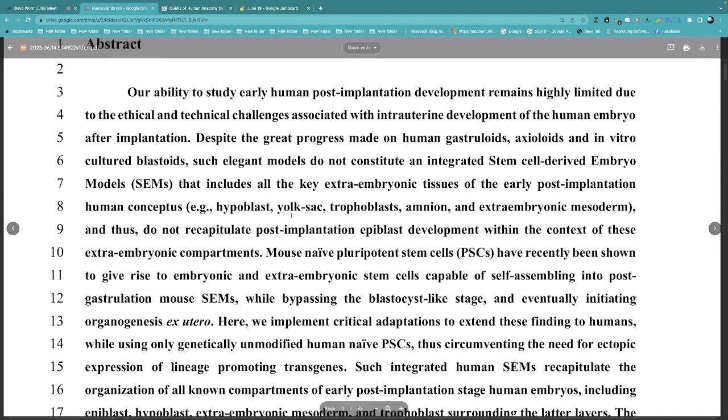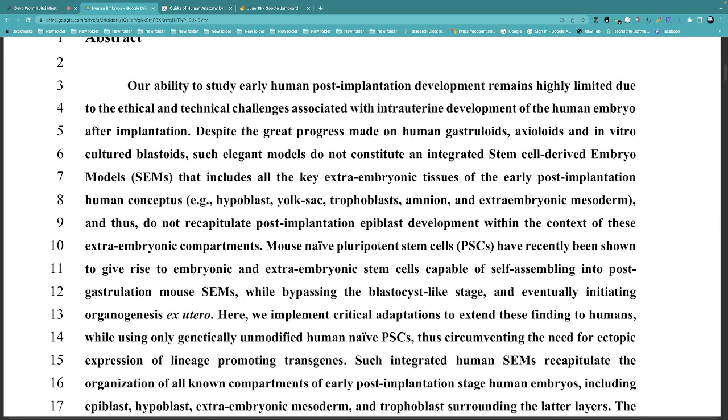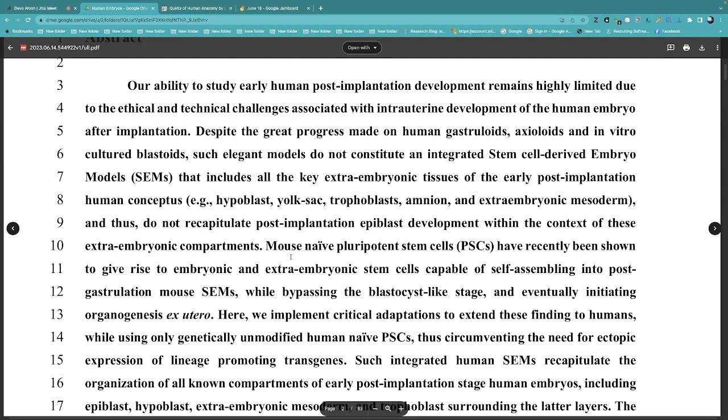So they need to recapitulate this early cellular environment. They need to recapitulate this reproductive environment. And so how did they do that? That's been the big stumbling block to being able to basically clone organisms. So they can do this with like sheep and goats and cows and things like that. They've been able to do indirect reprogramming. But a lot of this is hard to do, especially in humans. And so you need to be able to recapitulate post-implantation epiblast development within the context of these extraembryonic compartments.